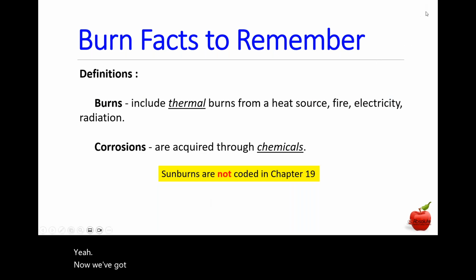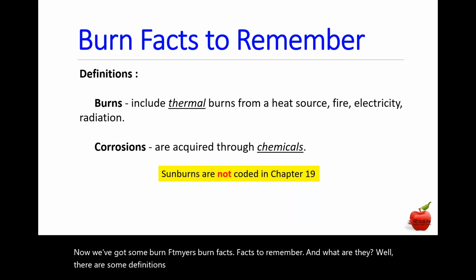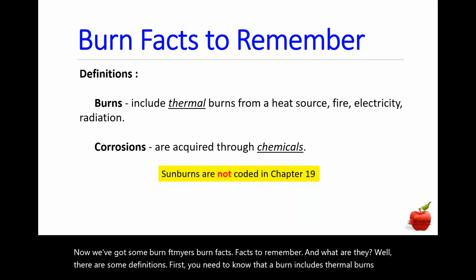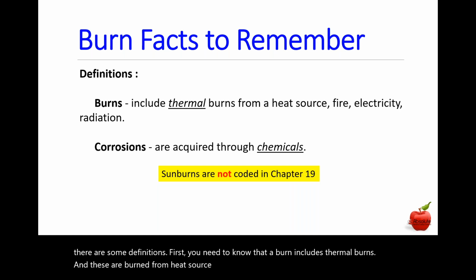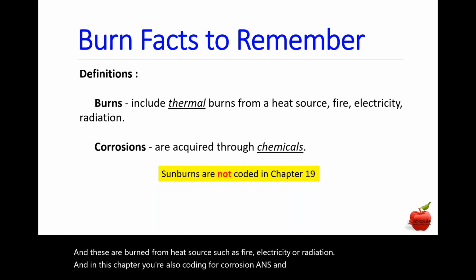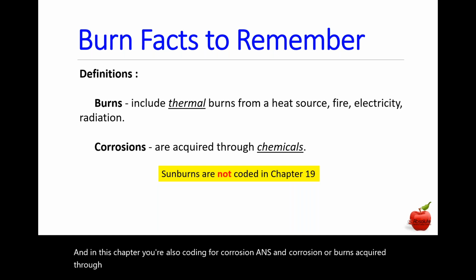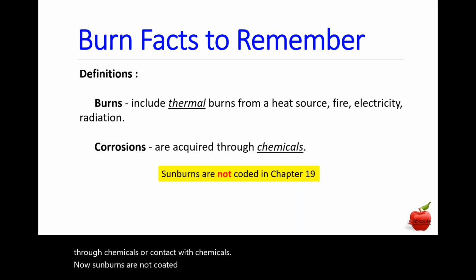Now we've got some burn facts to remember. And what are they? Well, there are some definitions first. You need to know that a burn includes thermal burns, and these are burns from a heat source, such as fire, electricity, or radiation. In this chapter, you're also coding for corrosions, which are burns acquired through chemicals or contact with chemicals. Now, sunburns are not coded in this chapter.